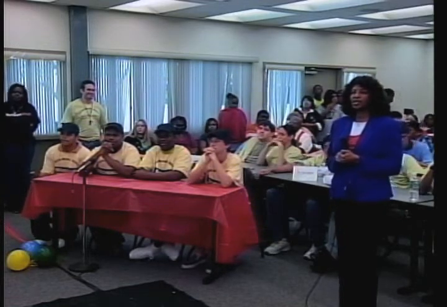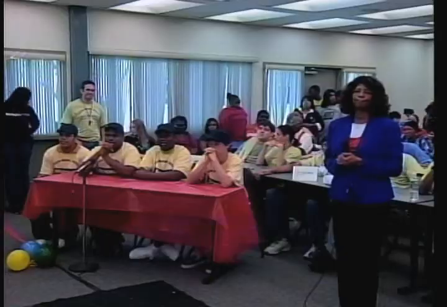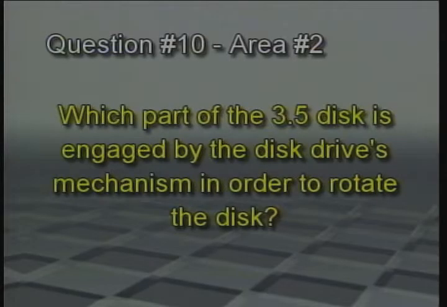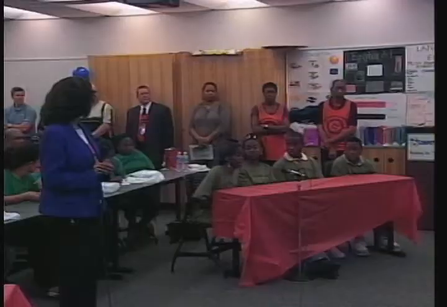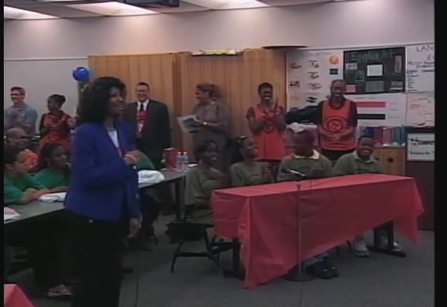Question number 10, and the final question in this round. What part of the 3.5-inch disc is engaged by the disk drive's mechanism in order to rotate the disk? Is it A, hub, B, disc, C, liner, or D, lifter? A, hub. That is correct. Excellent round. Very good round.